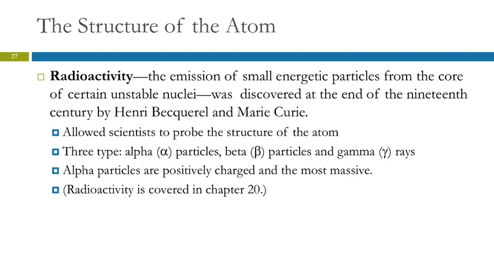There are actually four types of radiation. We're only going to talk about three. Oh, that should be three types: alpha particles, beta particles, and gamma rays. Alpha particles are positively charged, and they are the most massive of those kinds of radioactivity.